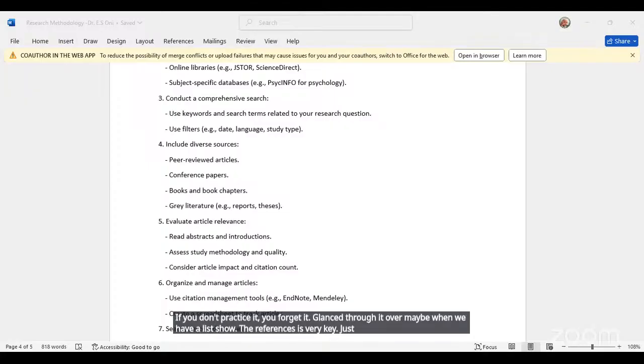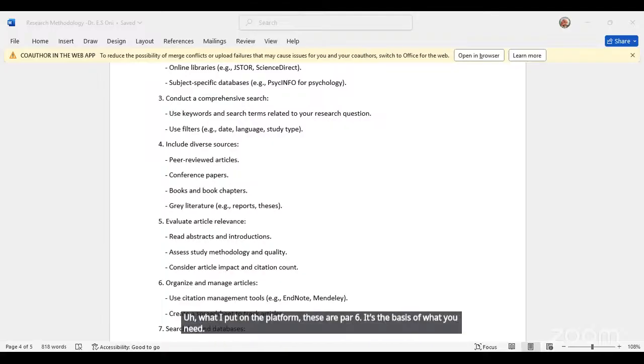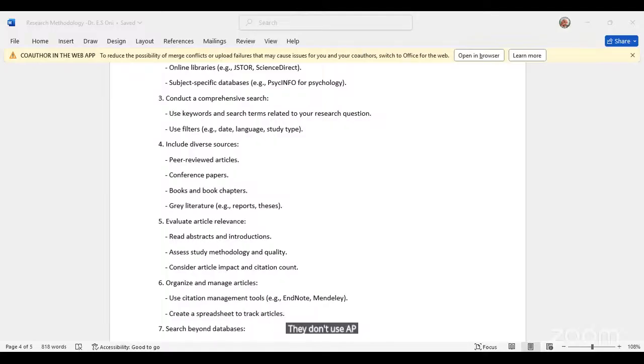Just pick up what I posted on the platform. This APA 6 is the basis of what you need. Let me remind you, there are some journals that don't use APA 6. They use an American style of referencing. So this is not the only reference. We have several referencing styles.